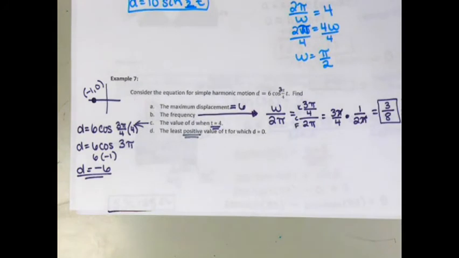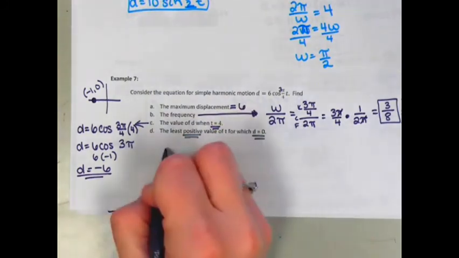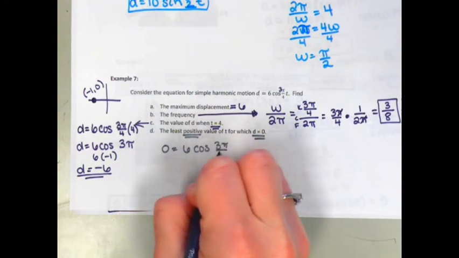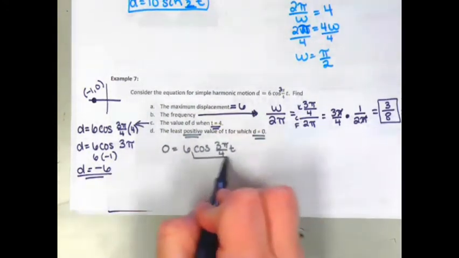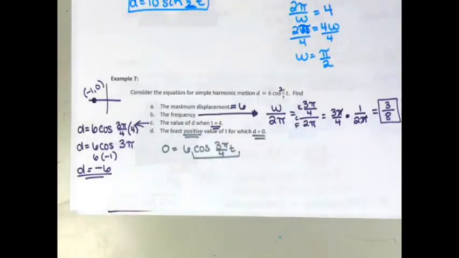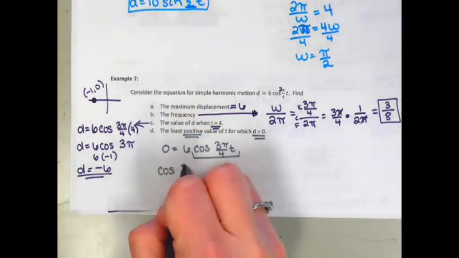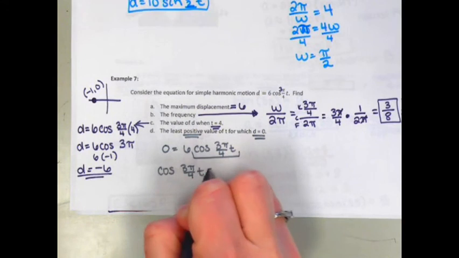All right, the least positive value. So we're looking at positive values. So that's going counterclockwise, right? So do I have to look at negative pi over 2, negative pi over 3, -4 pi? No, I'm going to look at just positive values, okay? For which D equals 0. Okay, so let's plug 0 in for D equals 6 times the cosine of 3 pi over 4 times T. How do I move 6 to the other side? Divide it. And what's 0 divided by 6? 0. So we have the cosine of 3 pi over 4 times T equals 0, right?